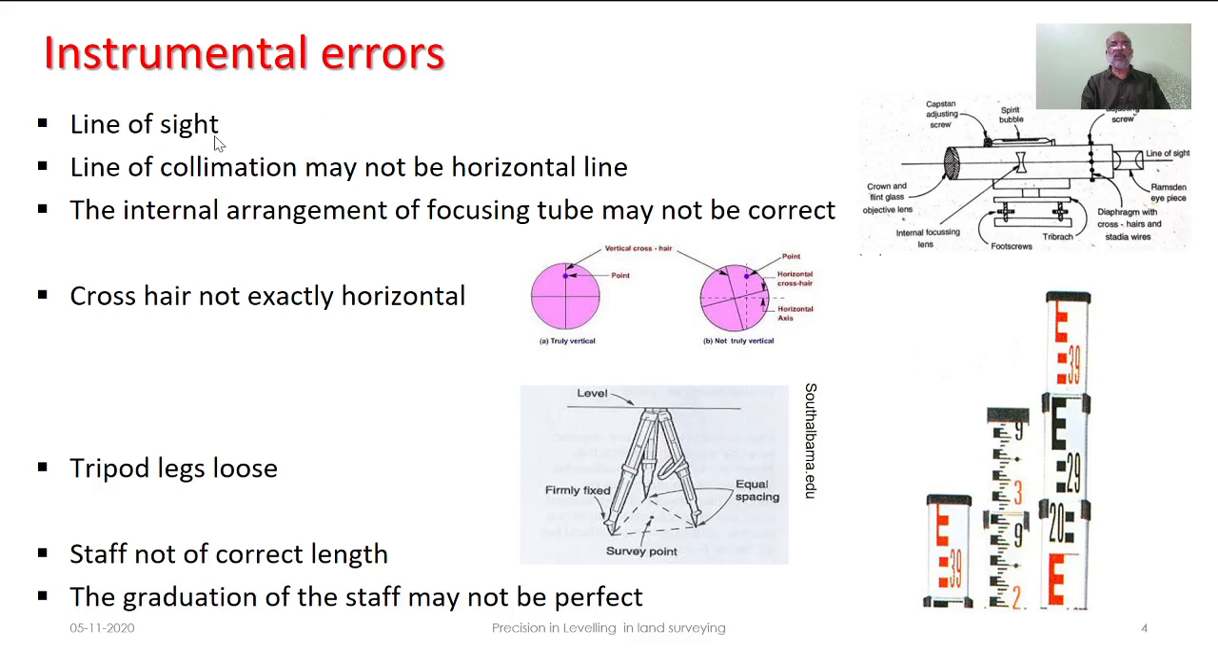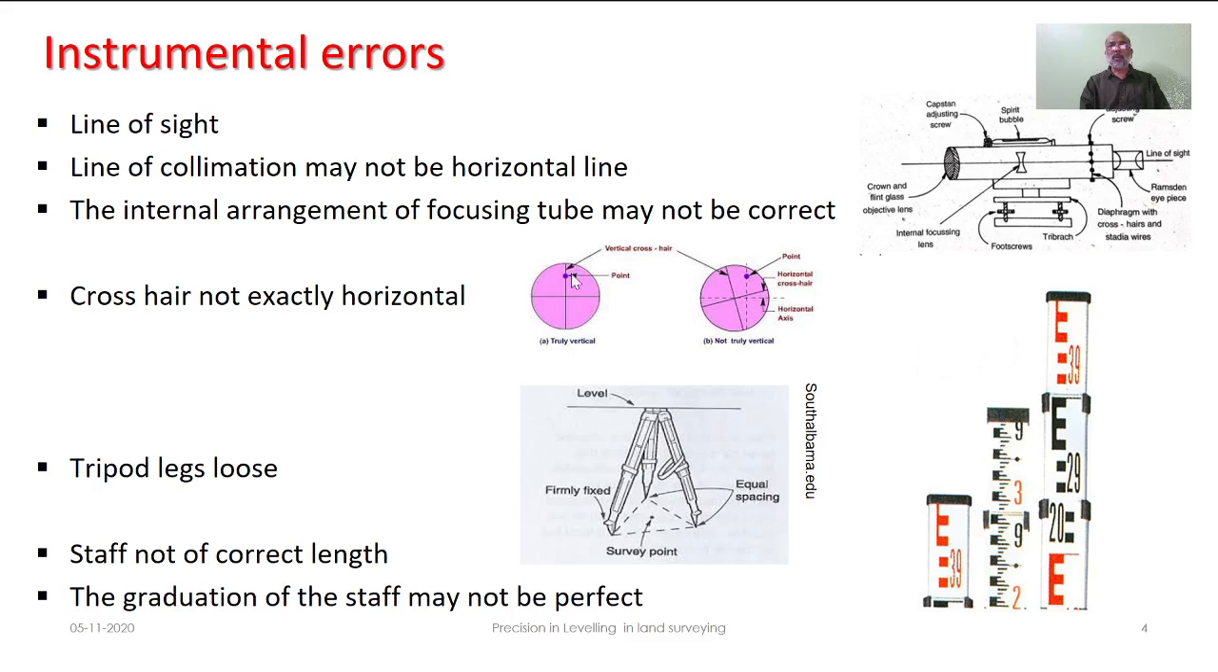Broadly, we can think about the line of sight, axis of telescope, and some internal arrangement of that particular telescope. So if the line of sight and line of collimation are not overlapping each other, there should be something wrong with the position of the diaphragm, the optical center of the eyepiece, as well as the optical center of the object glass. As well, the internal focusing lens may not be sliding properly. That means there is involvement of this particular instrumental error.